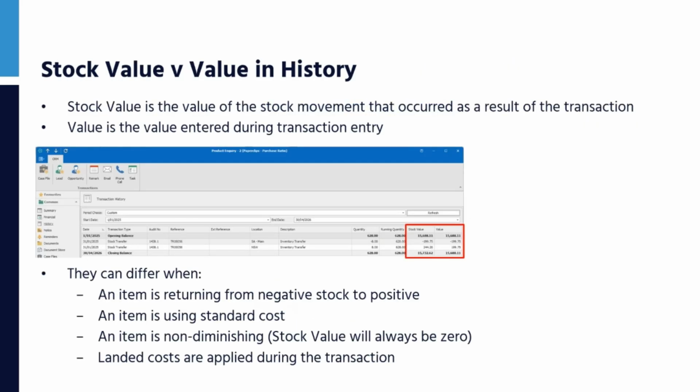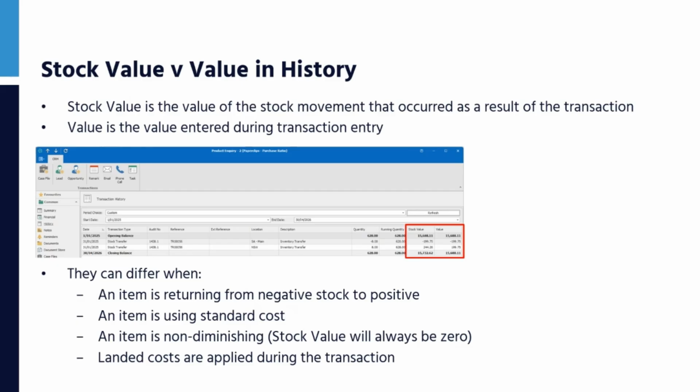Another thing that causes a little bit of confusion as well in the inventory history in the inquiry screen, there's a stock value and a value column. Most of the time they are going to be the same, but there are occasions where they will differ. So just while we have you, we thought we'd explain why they would differ. If an item's returning from negative stock to positive and there is a difference in the value between the replenishment cost and the last cost, then you will get a difference.